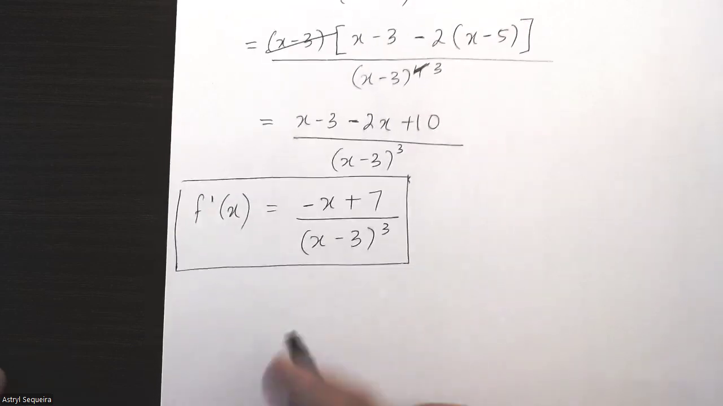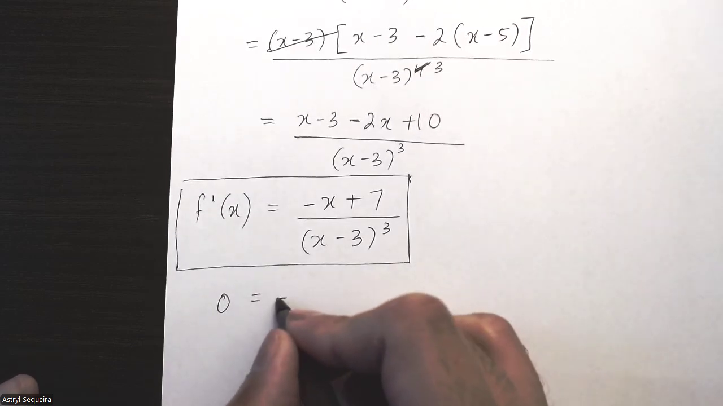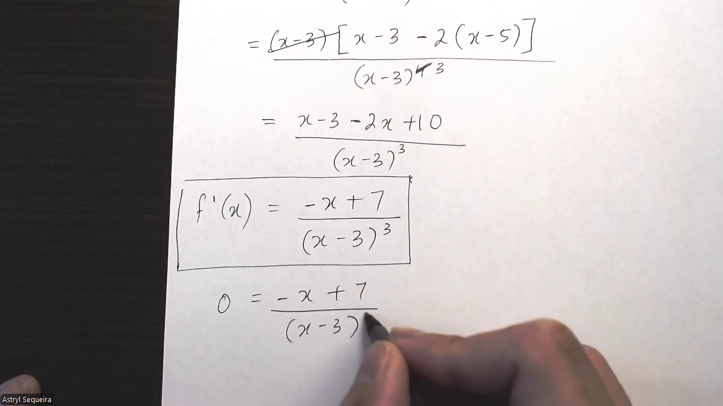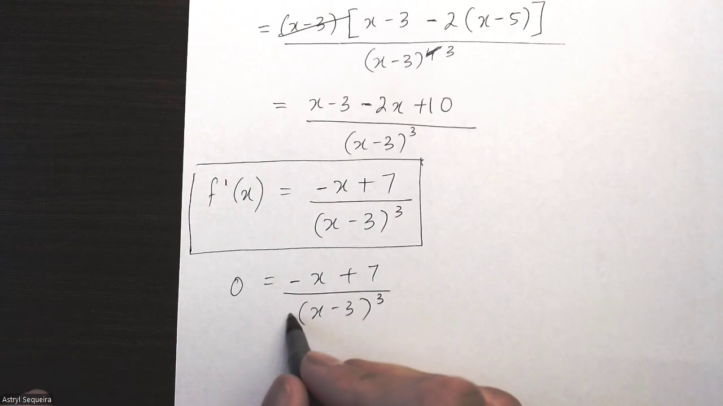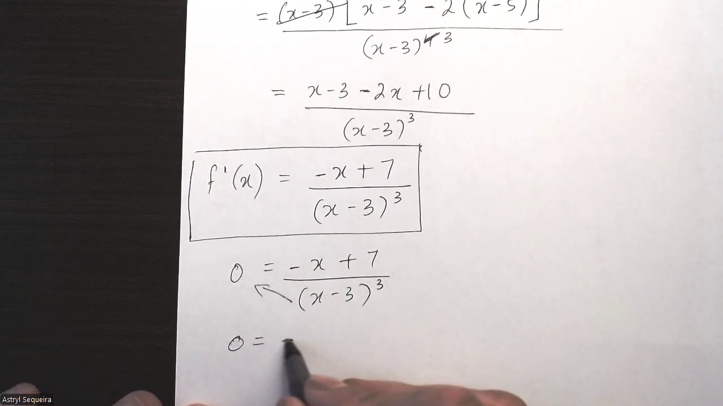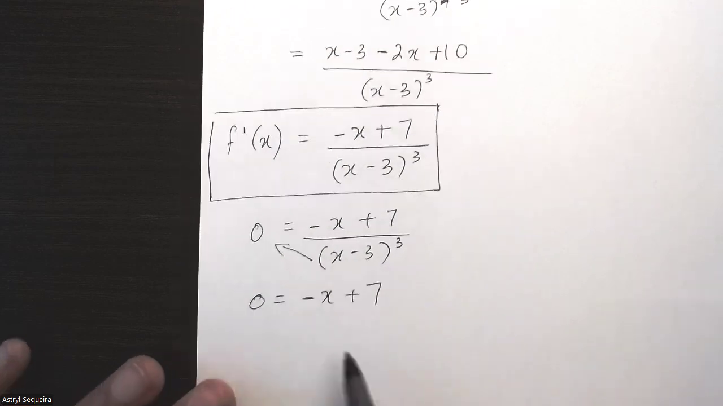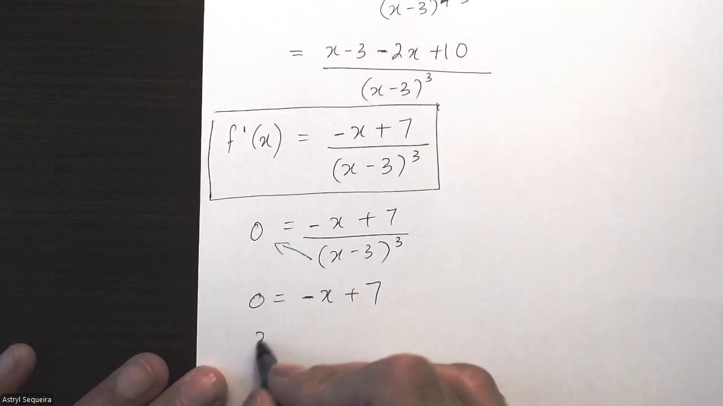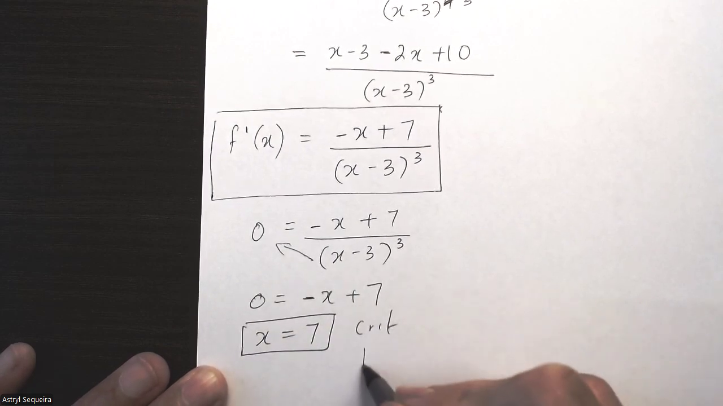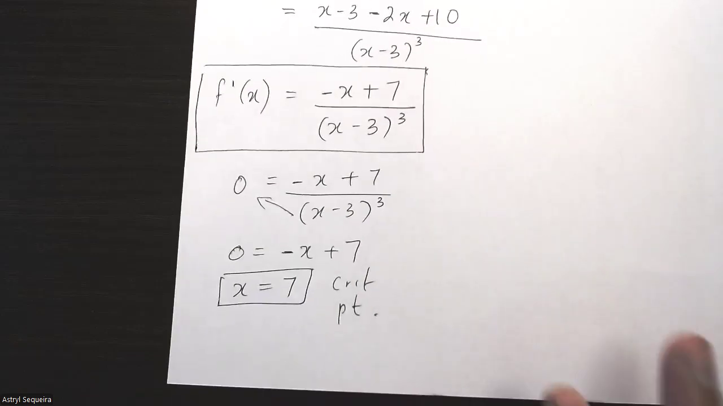Going to make this equal to 0, solve for the critical points. When I make it equal to 0, I can just cross multiply that. It just disappears. Anything times 0 is 0. So I just have 0 equals negative x plus 7. Move the negative x to the other side. So x just equals to 7. So this is my first critical point.